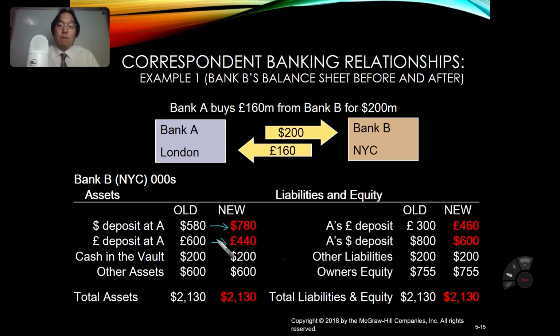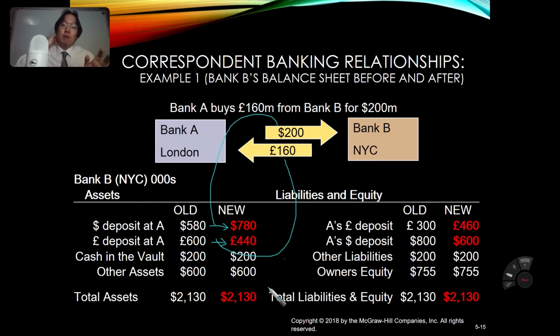This one, like this, right? That one, like that. And then liabilities and equities. Again, equities and other liabilities, don't touch it. Doesn't change, right? The only things, or two things that change are Bank A's deposit accounts in Bank B.